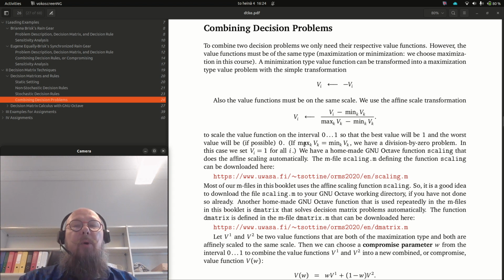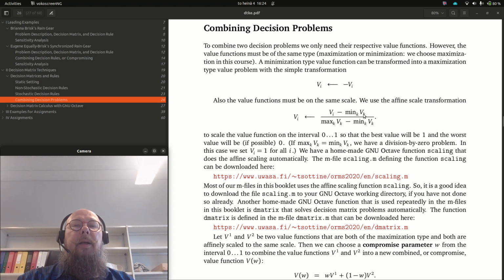Of course, there's a slight problem if the value function is constant, meaning the maximum and the minimum of the v_k's are the same. We have a division by 0 problem. Actually, we have 0 divided by 0. What is that? In this course, 0 divided by 0 is 1. All right, this choice works well.